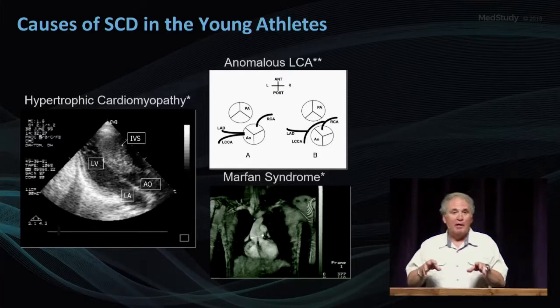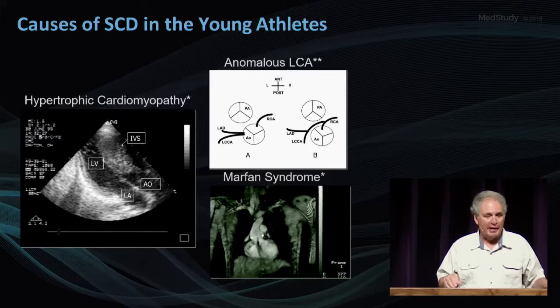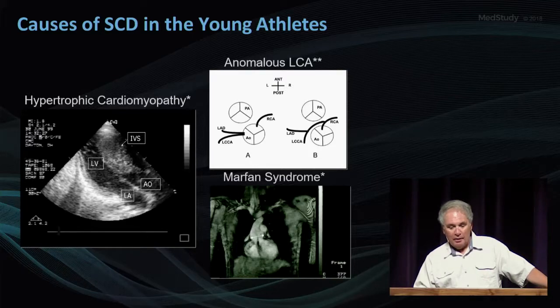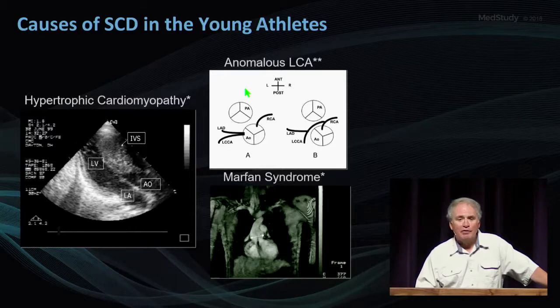Here are the other three common causes of sudden cardiac death in the child athlete. This is hypertrophic cardiomyopathy. This is the number one cause. Very thick interventricular septum, left ventricle, left atrium. These children suffer from arrhythmic death. Okay?